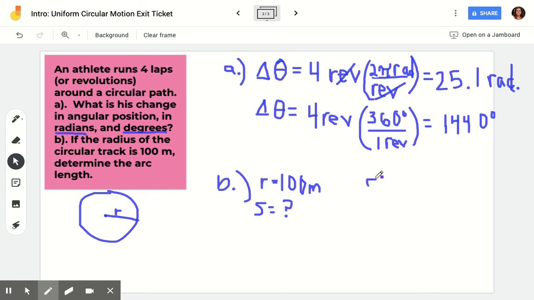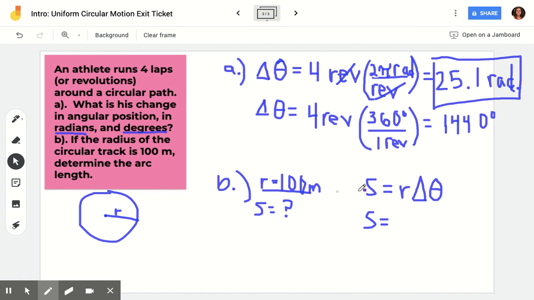The equation that we know for arc length is determined by taking the change in the angular position and multiplying by the radius of the circle. Remember that that change in angular position, delta theta, must be in radians, or we will not get the correct units when we multiply across in this equation. So from part A, we're going to use delta theta, in which we measured in radians, and the radius of our circle, which is given to us in the problem.